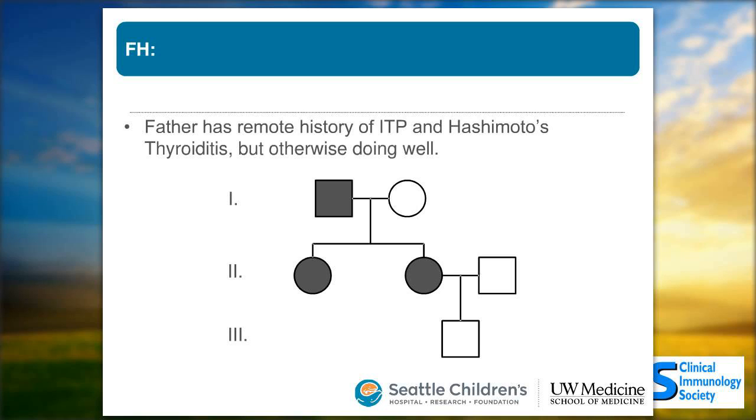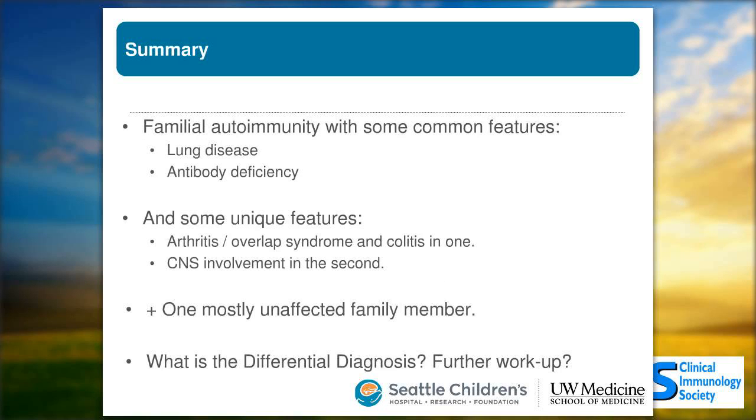Shall I continue with the next, just to summarize the case? So we have a case of familial autoimmunity with some common features shared by the 2 siblings. They both have lung disease and antibody deficiency, but each of them also has unique features. One of them had severe arthritis, overlap syndrome and GI symptoms, and the other had CNS involvement, without any of the others. And we have another affected family member who is basically asymptomatic. I'll be glad to hear any thoughts or suggestions.